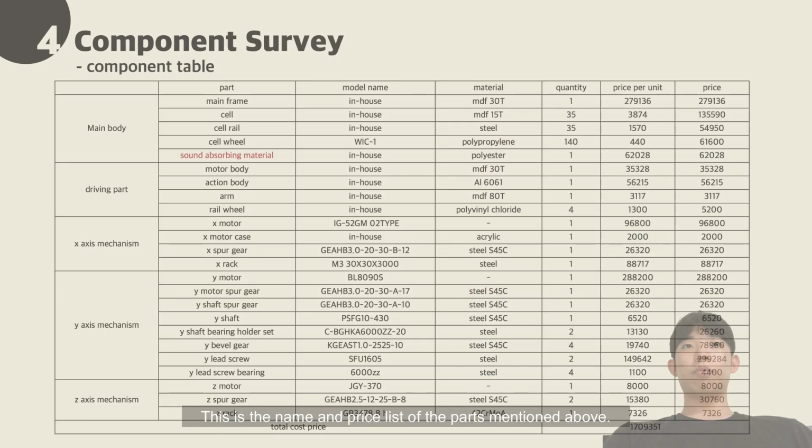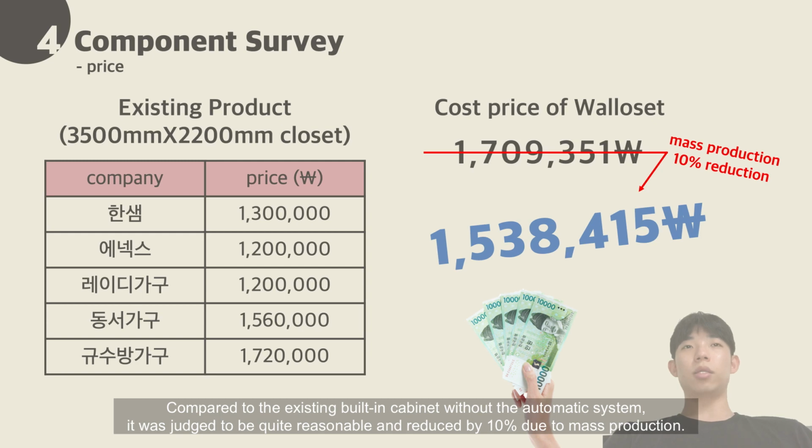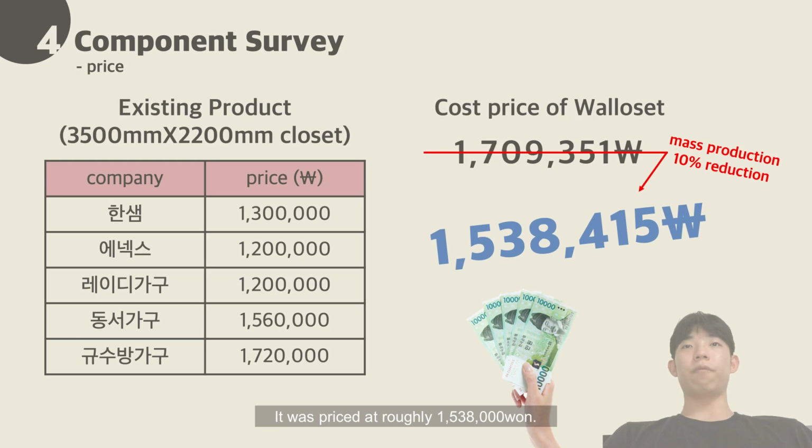This is the name and price list of the parts mentioned above. The specific part here is the sound absorber, typed in red. In order to silence the noise, it was adopted despite the above price. Compared to the existing built-in cabinet without the automatic system, it was judged to be quite reasonable and reduced by 10% due to mass production. It was priced at roughly 1,318,000 won.